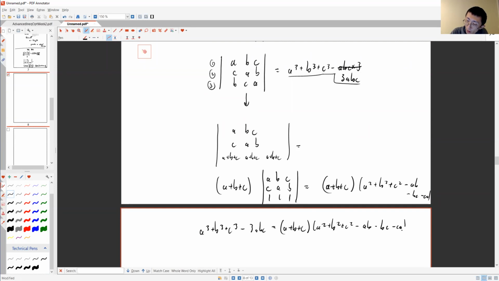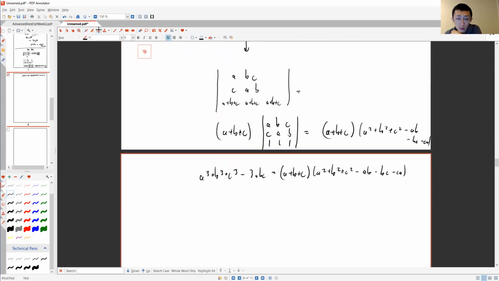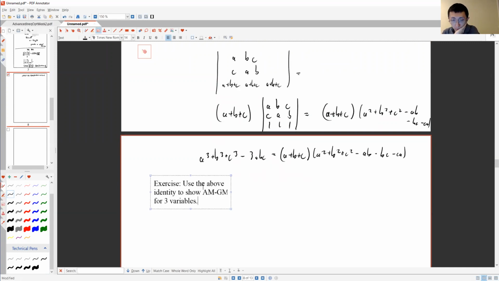And so, how can we use this to show AMGM for the 3 variable case? Exercise. This is a random side note that only works for, I think, the 3 variable case, maybe. Use the above. So if you have any thoughts, put it in the Zoom chat.